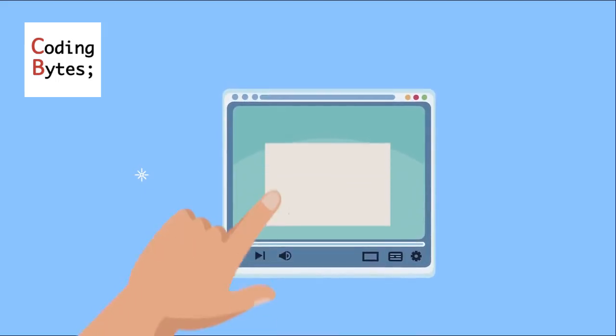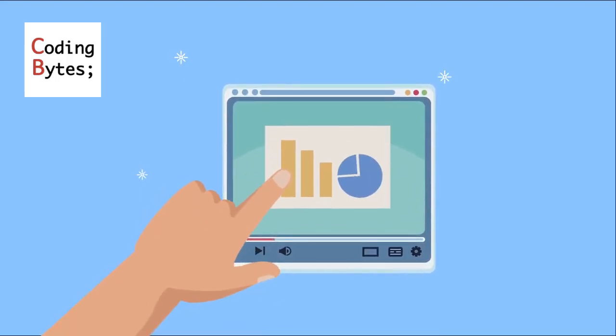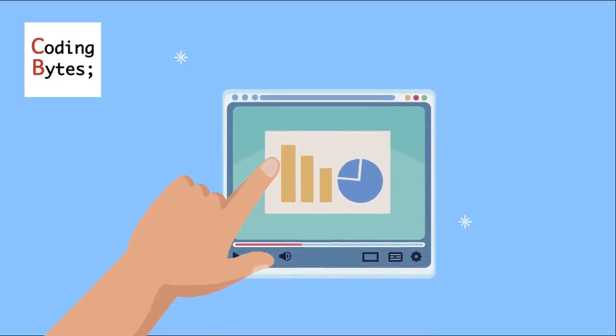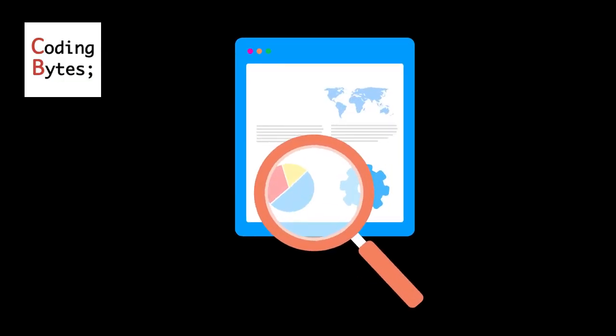Step 3. The server responds with code, including HTML, CSS, and JavaScript files. Step 4. Your browser processes the received data, assembles the page, and displays the content instantly. In mere milliseconds, you transition from typing a URL to viewing a fully functional web page.